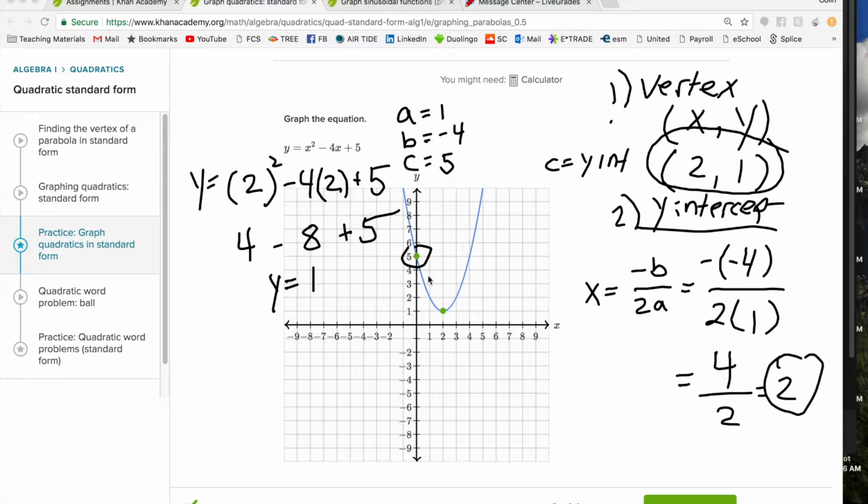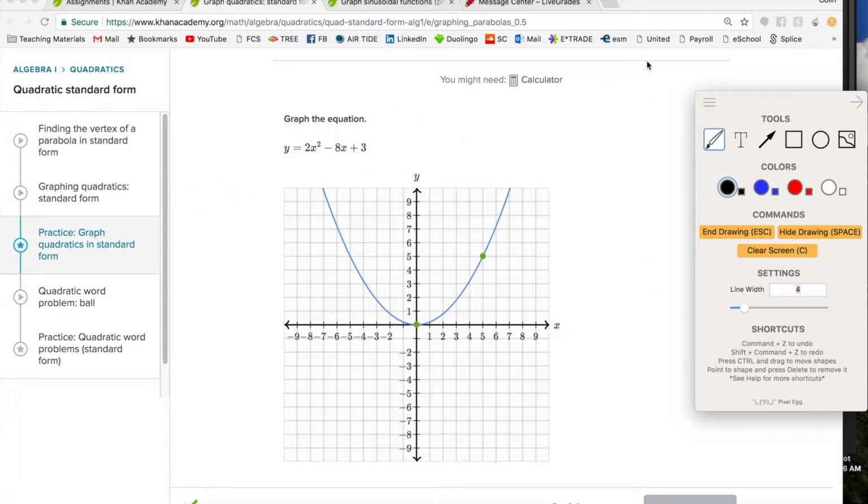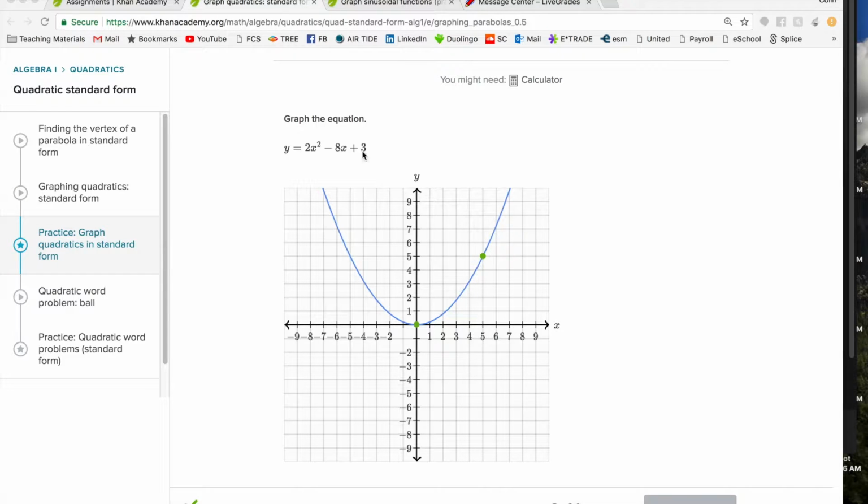Let's go ahead and check that. All right, next, let's try another one. Okay, looks like our A, B, C is going to be, let's see, 2 is our A value, -8 is our B value, and 3 is our C value.